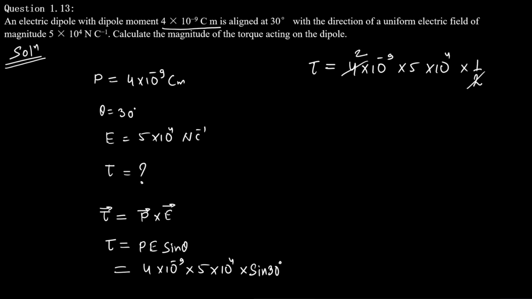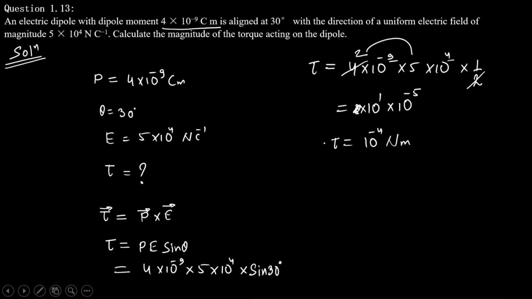So the 2 will cancel. Now 2 into 5, 10, and then minus 9 plus 4, minus 5. Then again one more 10 is there. So 10 raised to minus 4 Newton into meter. I hope it is clear to you now. Okay, do it.